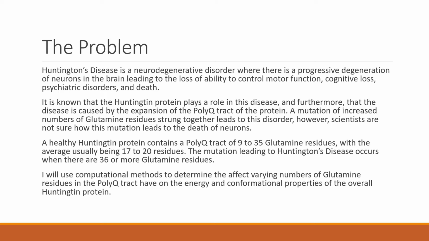So, a healthy Huntingtin protein contains a PolyQ tract of typically 9 to 35 glutamine residues, with the average usually being 17 to 20 residues. The mutation leading to Huntington's disease occurs when there are 36 or more glutamine residues in the PolyQ tract, and correlations of having more glutamine residues usually means that the onset of symptoms happens earlier in age. So I will be using computational methods to determine the effect varying numbers of glutamine residues in the PolyQ tract have on the energy and conformational properties of the overall Huntingtin protein.